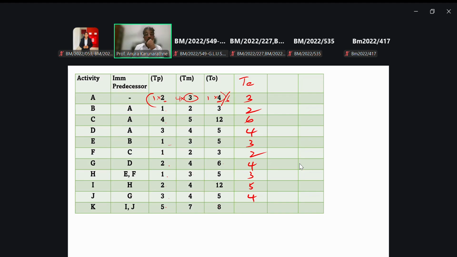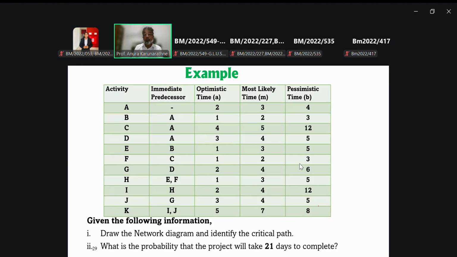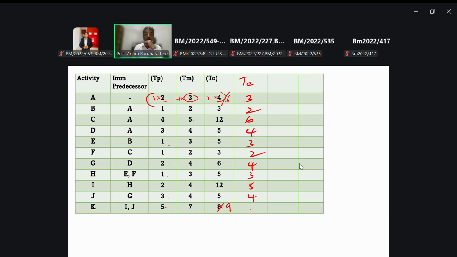Actually, this is 579. Please make that correction. 579, right. Go to the question. It should be 579. Otherwise you cannot take the integer here. Then 579 means 7. So the expected time is okay.